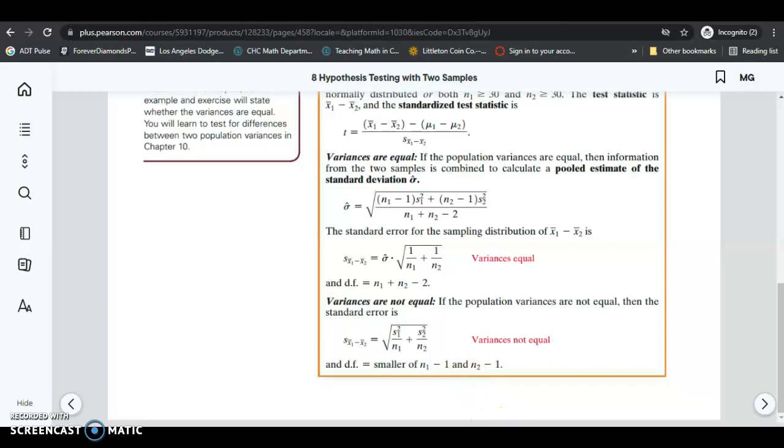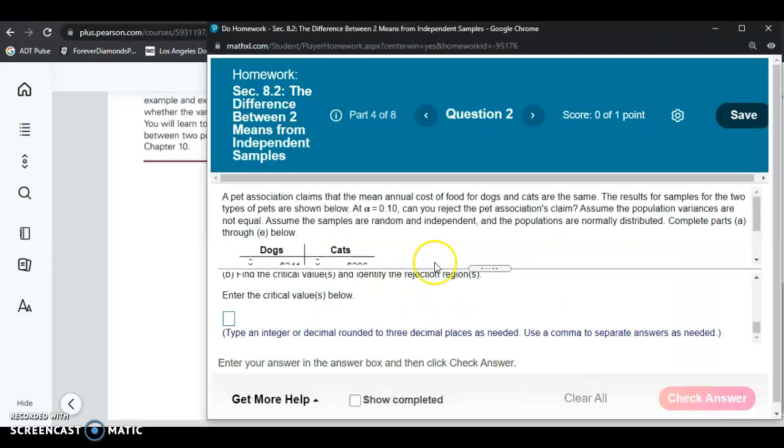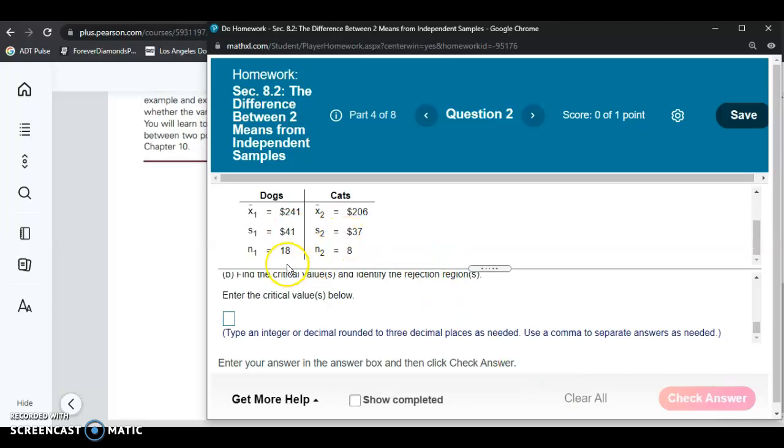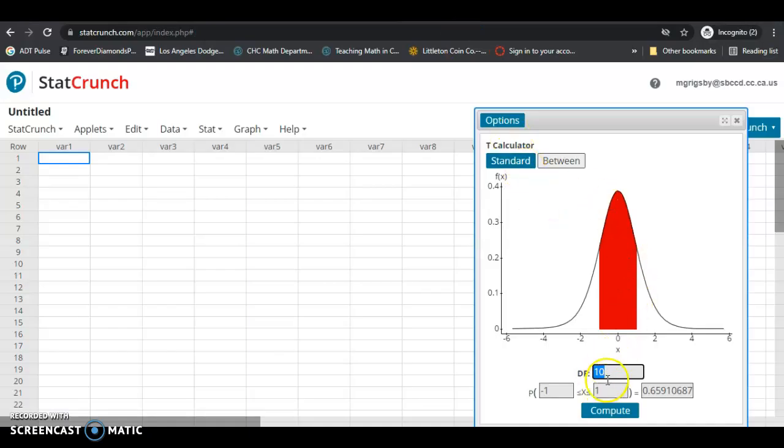What that essentially means is, if you're asked to find the critical values and you want to know the degrees of freedom for this type of test, you look at your summary statistics, which are given in this table here. It tells you that the size of the first sample is 18 and the size of the second sample is 8. So for this type of test, you take the smaller sample size and subtract 1 from it. So 8 minus 1 is 7. Our degrees of freedom is 7, and that goes here.